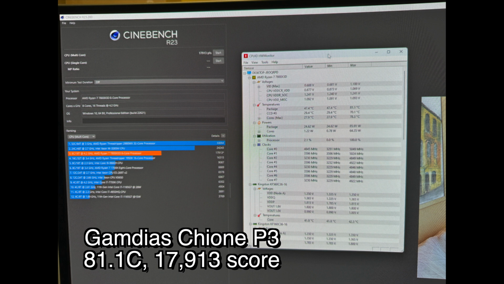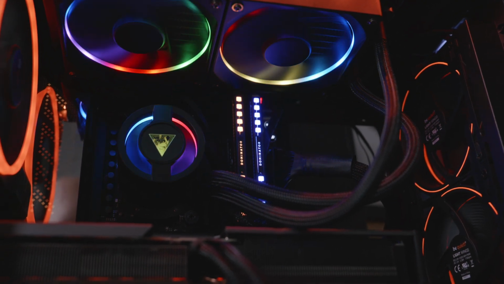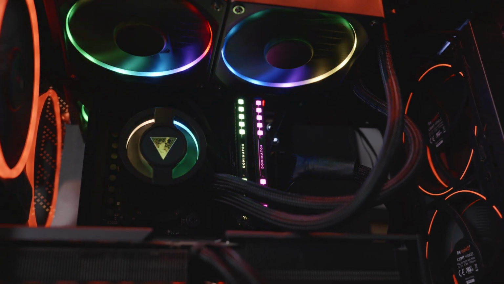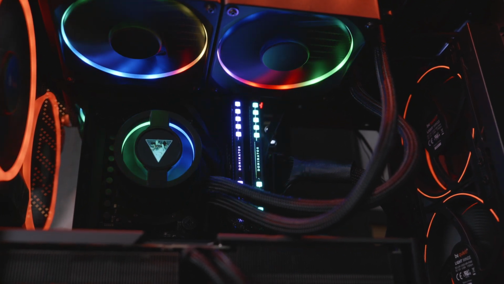With the Chione P3, it right away performed significantly better. I mean, the thermals didn't get anywhere near 89°C. The highest was around 82°C or so, and the boost clocks stayed much higher. That's going to be the key here, and the CPU was able to reach almost 18,000. It was like 17,900 and change. That's a significant difference. When you're playing a game, the same thing would happen.